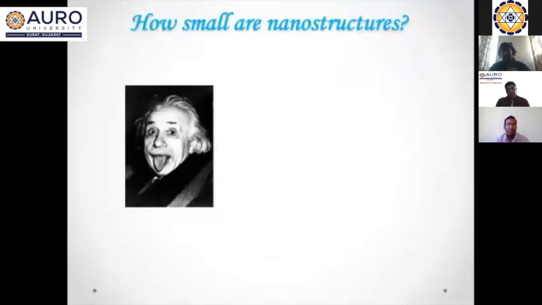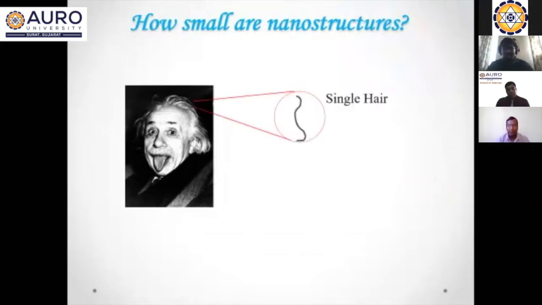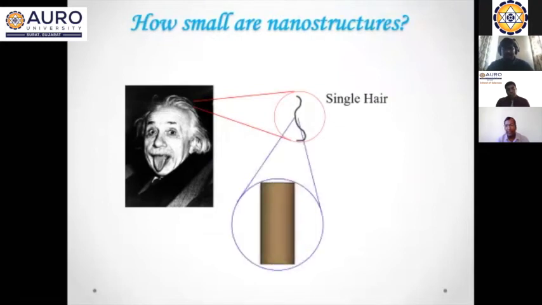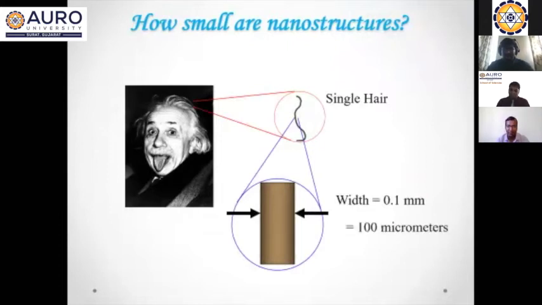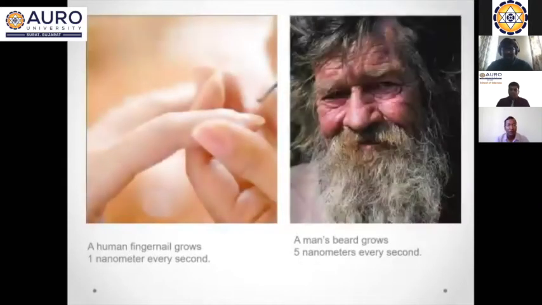So how small are nanostructures? Let's take a single hair. The width of a single hair is around 0.1 mm, which is equal to 100 micrometers, and that is 100,000 nanometers. But do you know that a human fingernail grows 1 nanometer every second, and a man's beard grows 5 nanometers every second?